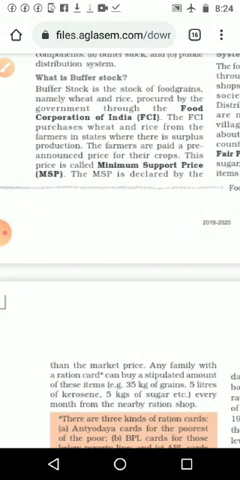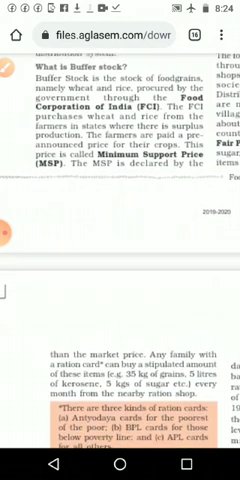So buffer stock, it is a stock of what? Food grains. What are the main food grains they are stocking? Rice and wheat, produced by the government through FCI, or Food Corporation of India. The FCI purchases wheat and rice from the farmers in the state where there is surplus production.